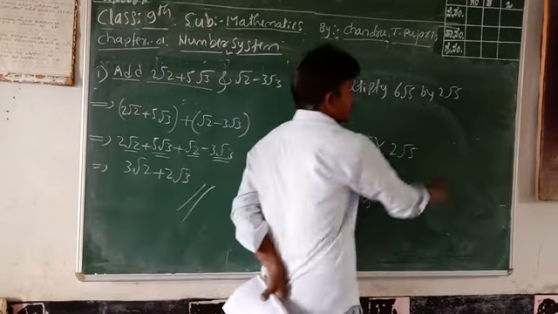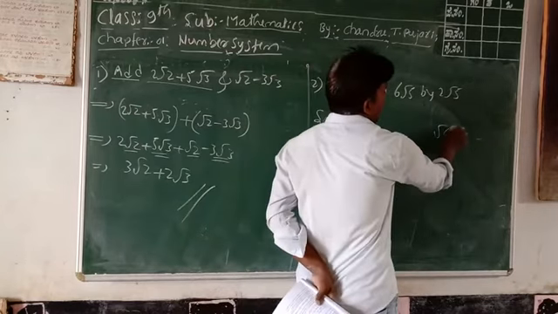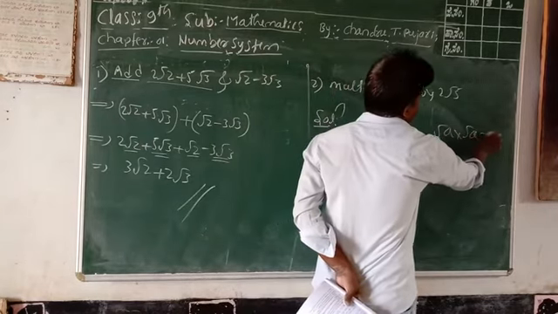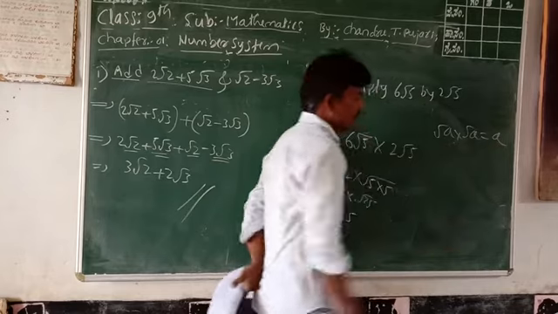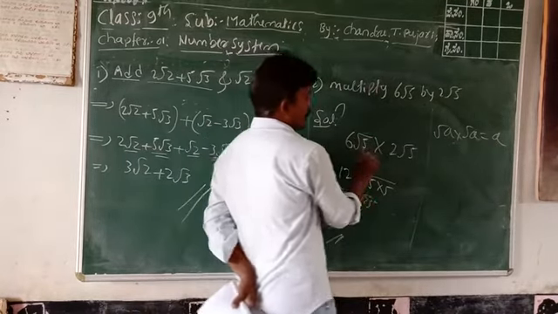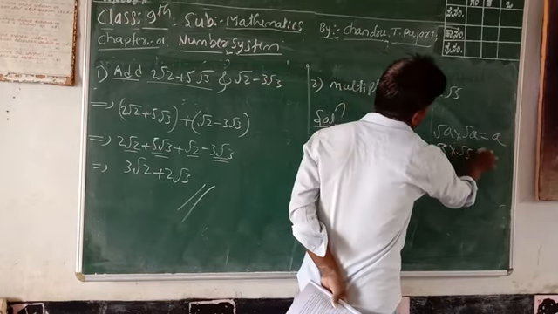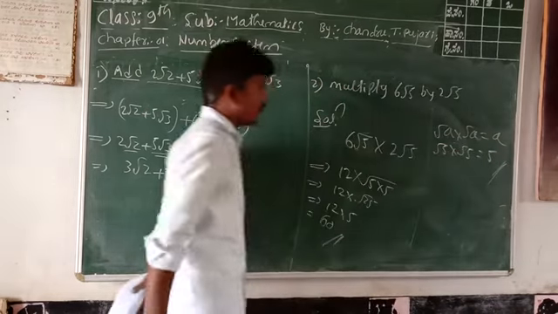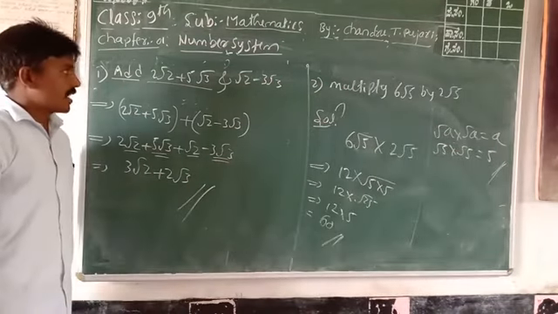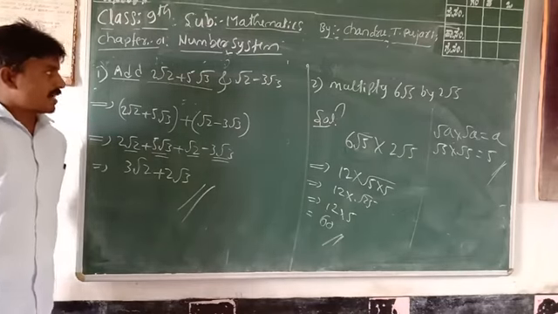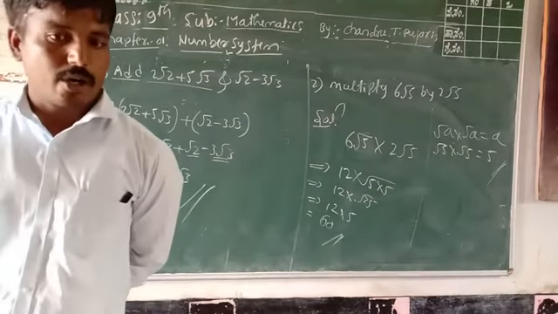You know about this slide: root a into root a is equal to a only. Otherwise, root 5 into root 5 is equal to only 5. Okay? You can do some examples in your homework. This slide I shall continue next class.